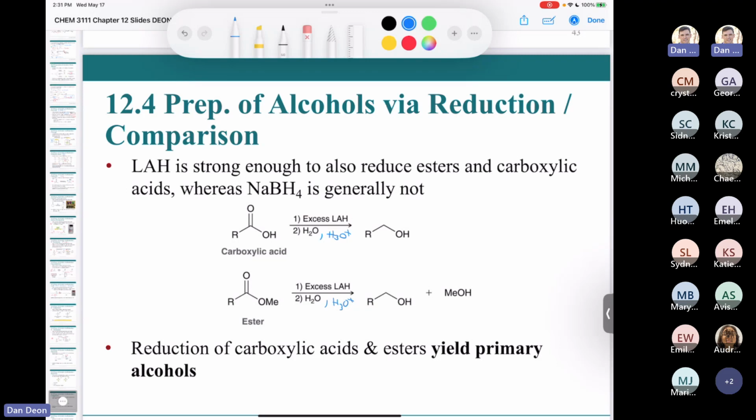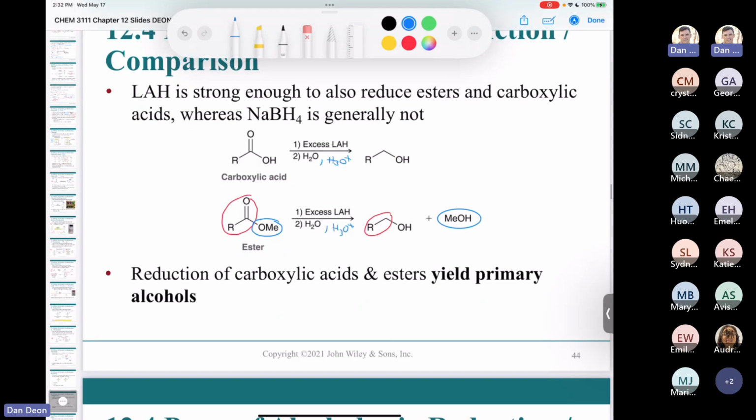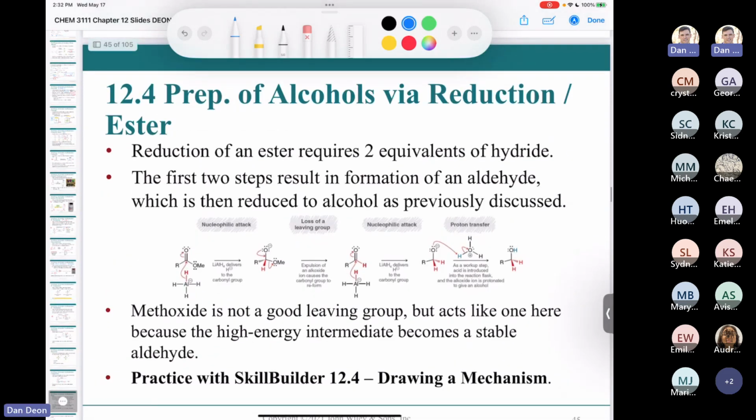So if we reduce a carboxylic acid or an ester, we end up with a primary alcohol. And when you reduce an ester, you end up with two primary alcohols, right? You end up with the one that comes from the carbonyl group, you end up with this part. And then you also end up with the part that comes from the alkoxy group that gets lost in the reaction. And there we go. So here's the mechanism of the reduction of an ester with excess lithium aluminum hydride.